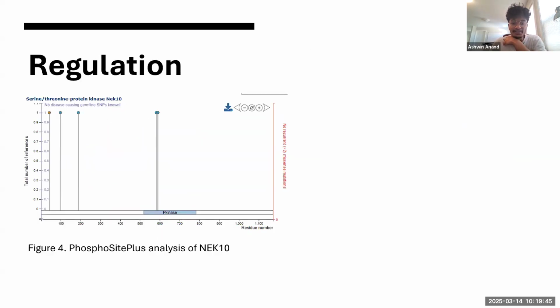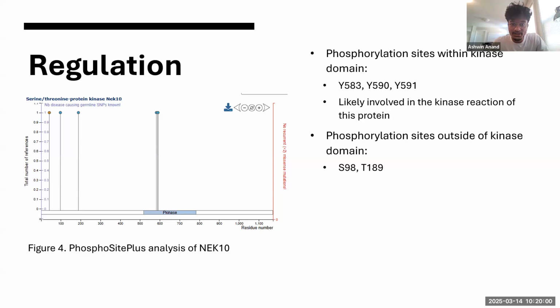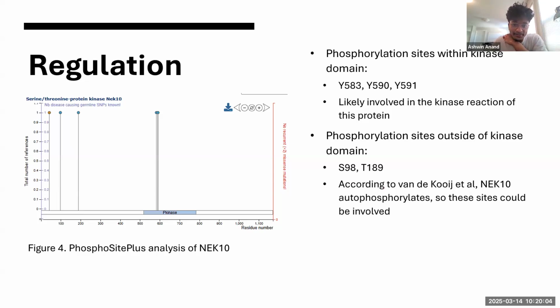For the regulation, there are 3 sites within the kinase domain for phosphorylation, at these 3 locations. This is likely involved in the kinase reaction of the protein. There are also 2 phosphorylation sites outside the kinase domain, which are these 2. According to a paper I read, NEK10 autophosphorylates to activate itself, so these sites could be involved.